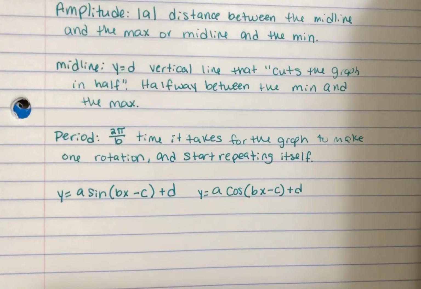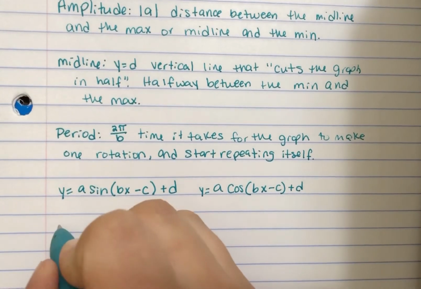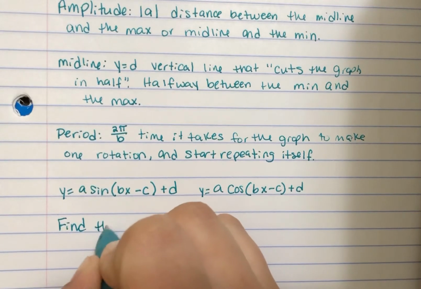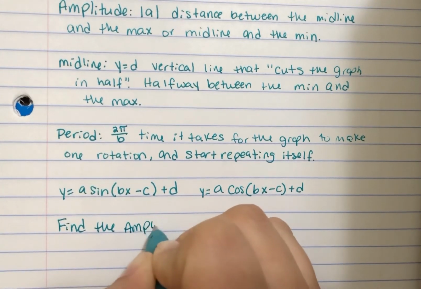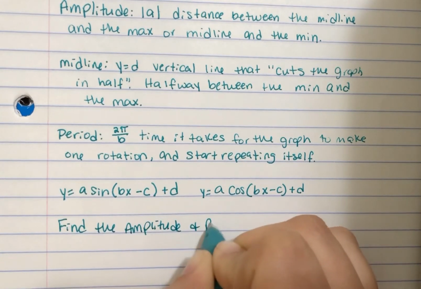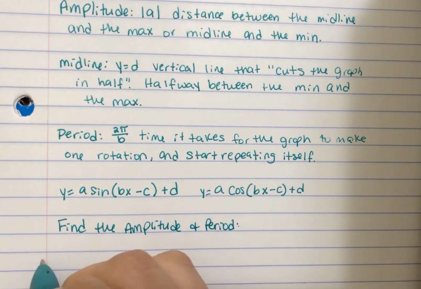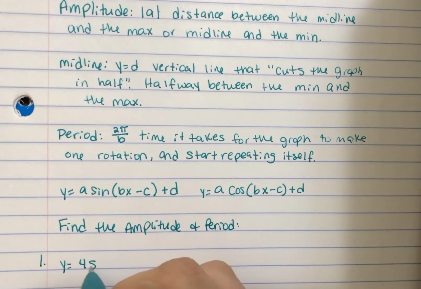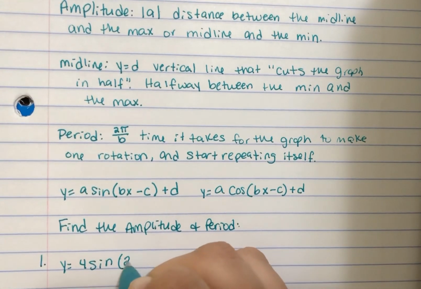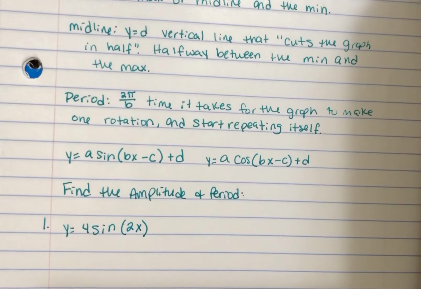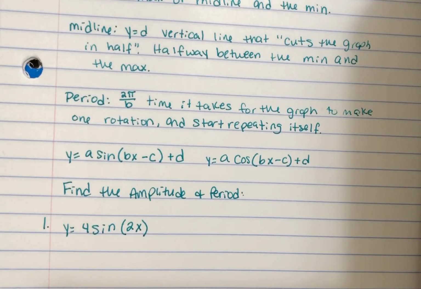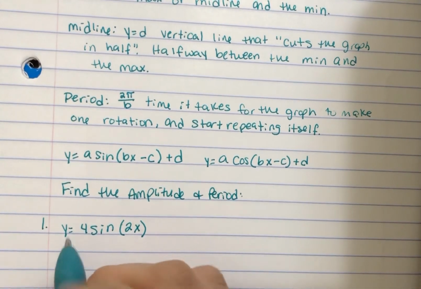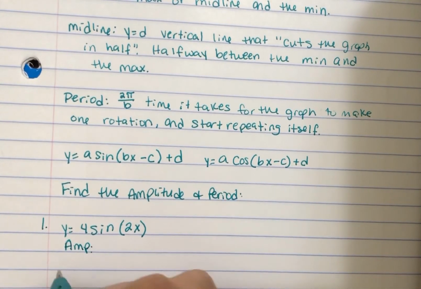So let's do one. What we're going to do today is we're just going to find the amplitude and the period. So let's say we have y equals 4 sine of 2x. So we want to find our amplitude and we want to find the period.